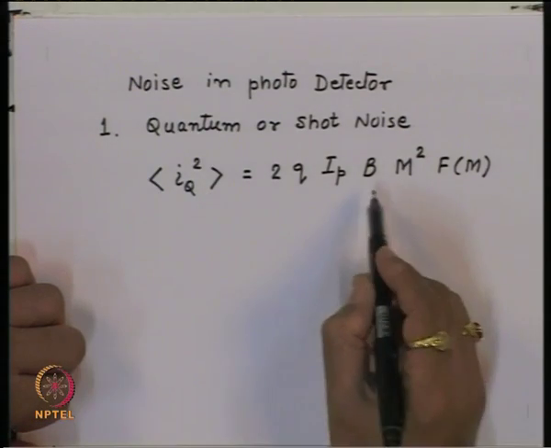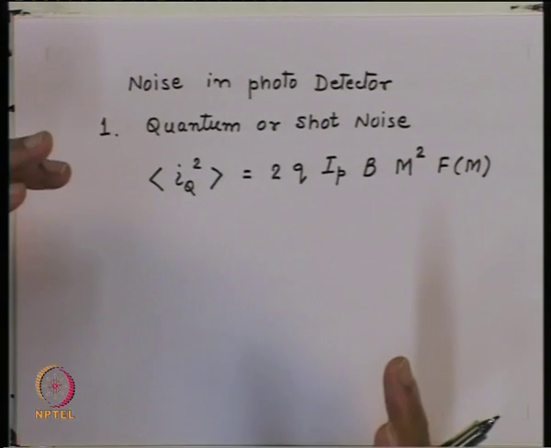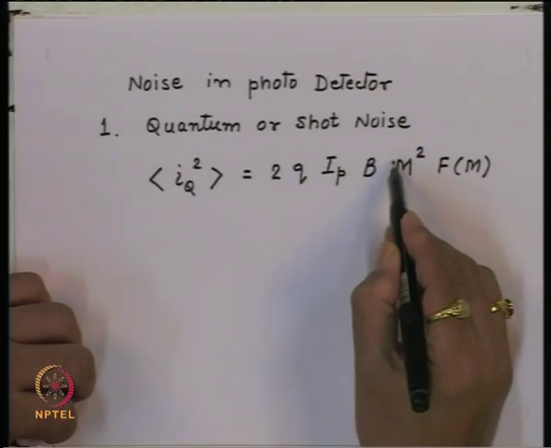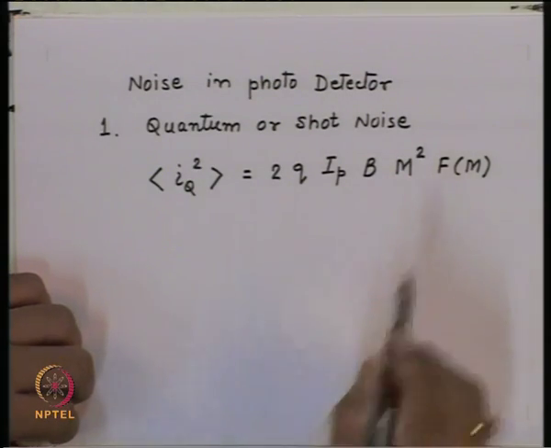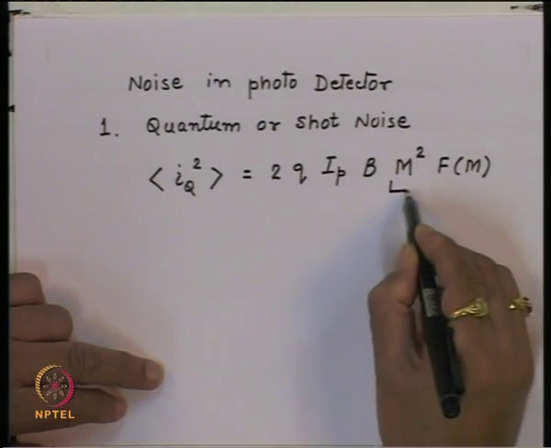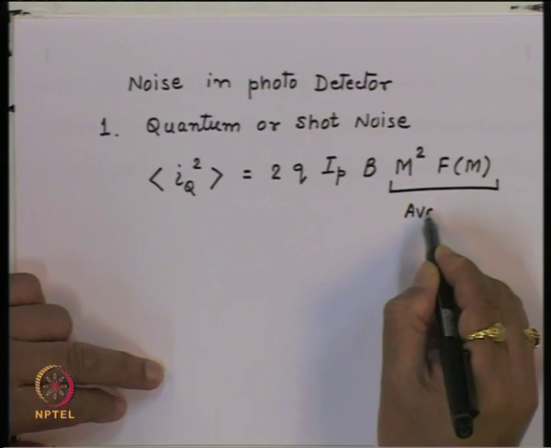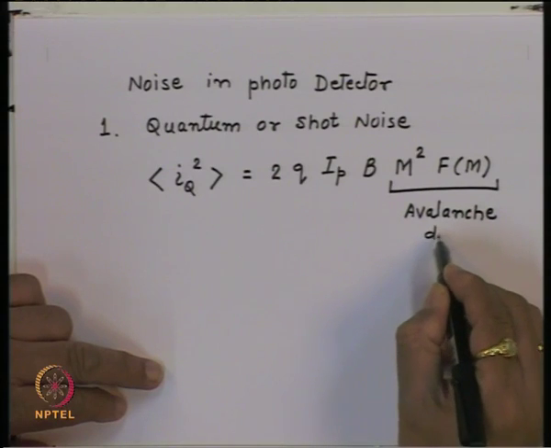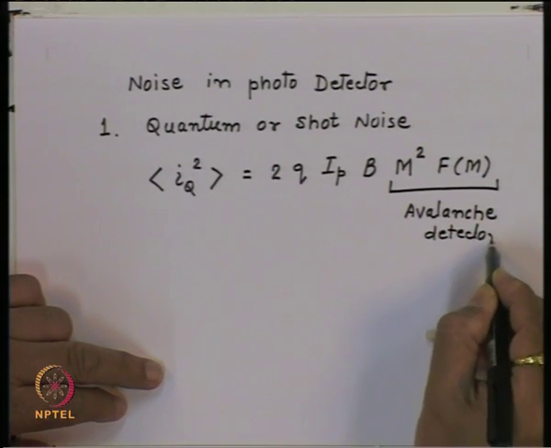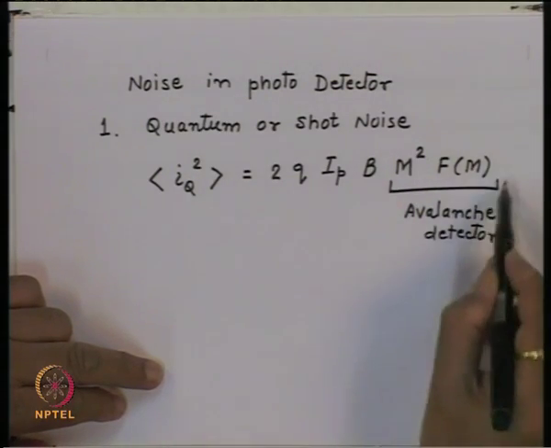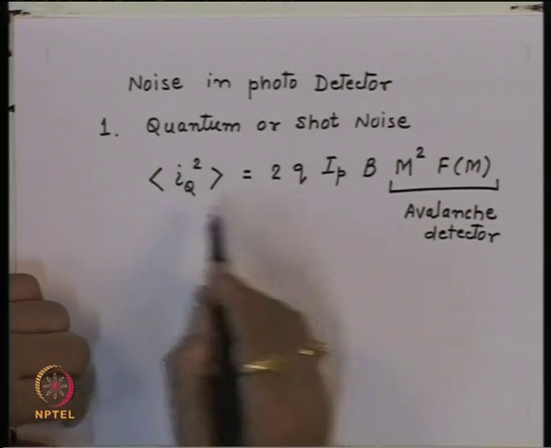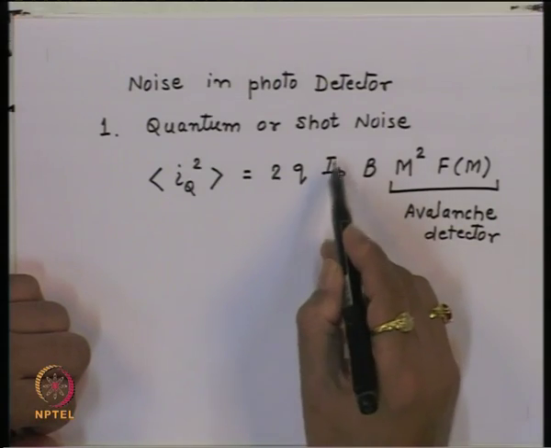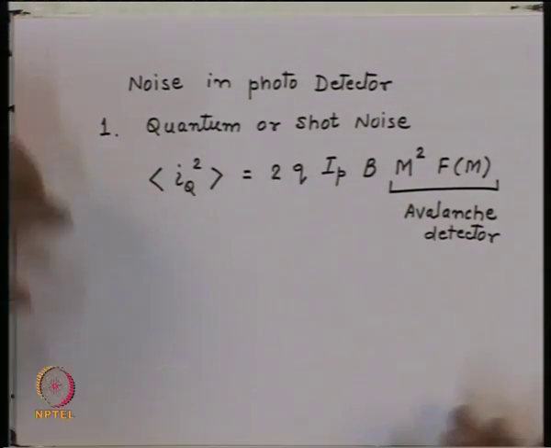Also, this fluctuation is proportional to the bandwidth. That means, the larger the bandwidth, the more noise will be collected. And then M is the amplification factor for the avalanche detector. So, these two quantities are for the avalanche detector. For a PIN diode, these quantities are not there. So, for a PIN diode, you have simply the mean square value of the photocurrent, that will be 2 into q into the mean value of the photocurrent multiplied by the bandwidth.